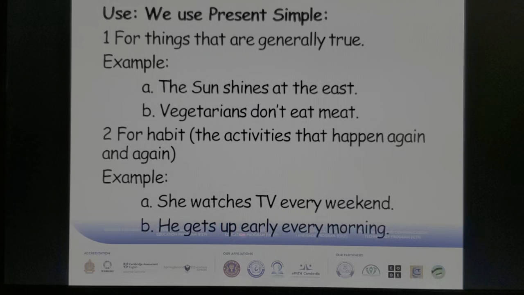And he gets up early every morning. He gets up early every morning. Also his habit, every morning he gets up. So for this one we use present simple. So there are two uses of present simple, and there are three spelling rules for verbs in present simple: add s, add es, change y to ies.